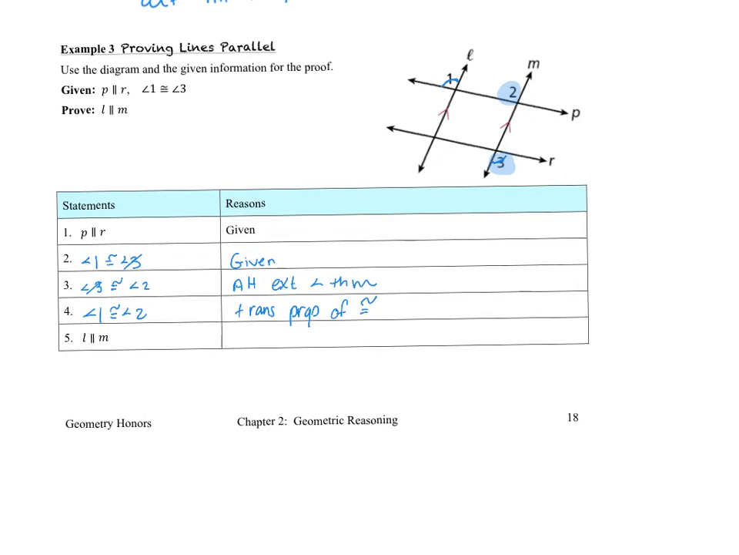And now we can prove that L is parallel to M. Remember, we use converse theorems to prove that. So L is parallel to M by the converse of, looking back at angle 1 and angle 2, they're corresponding angles. And so it's the converse of the corresponding angles postulate.